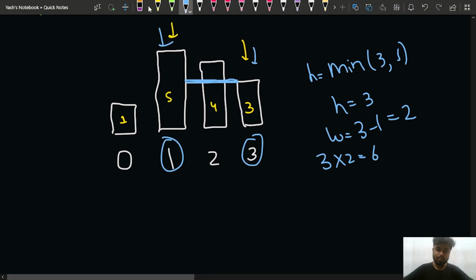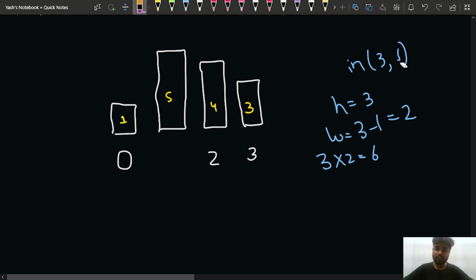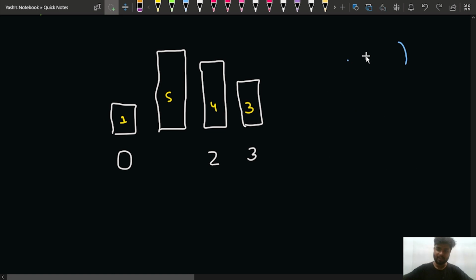Now why is that so? Suppose instead of storing the water between these pillars, I was doing something different. Suppose I stored the water between this pillar and this pillar. You will say that okay, I should store the water between the leftmost pillar and the rightmost pillar. In that case, I might get the maximum answer.